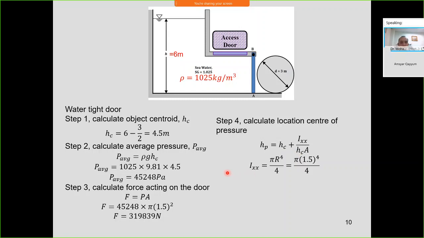And then we start with the calculation for I equal to pi r to the power of 4 over 4. So for I in this case, it is pi times 1.5 to the power of 4 over 4. You already got the HC before, you already know the A, and now you also know the I. So just put everything in the equation, and by solving this equation, you got HP equal to 4.625 meter.